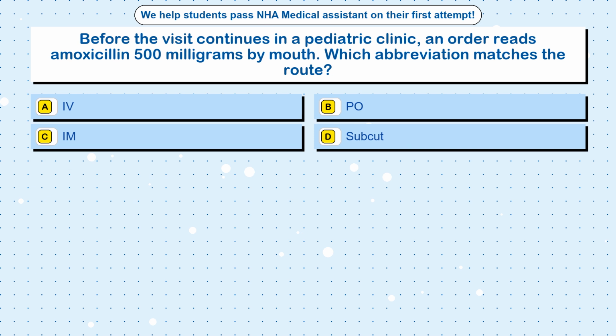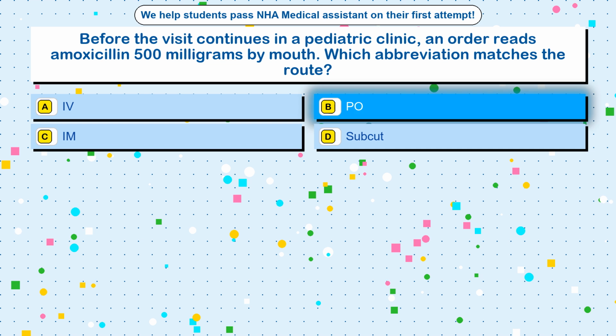Question 6. Before the visit continues in a pediatric clinic, an order reads amoxicillin 500 mg by mouth. Which abbreviation matches the route? Option A. IV. Option B. PO. Option C. IM. Option D. Subcut. The correct answer is option B.